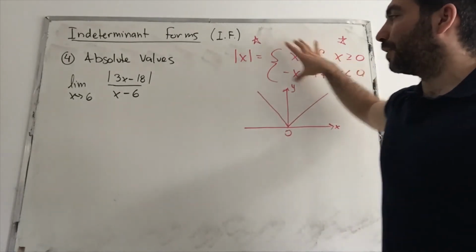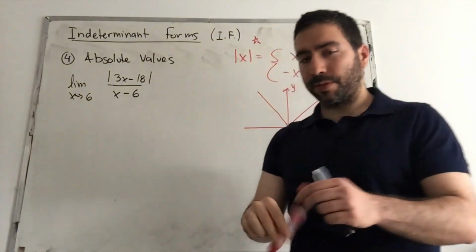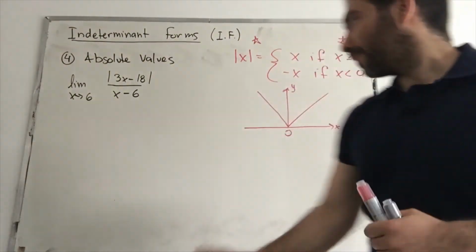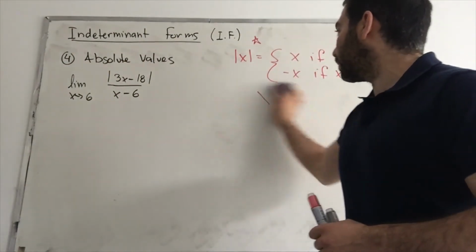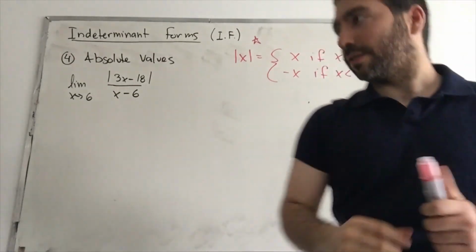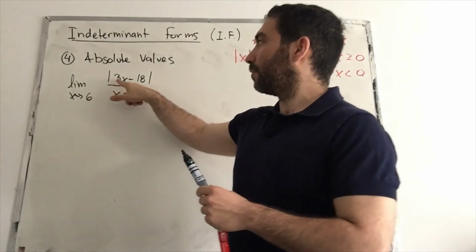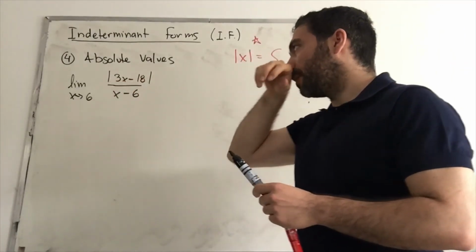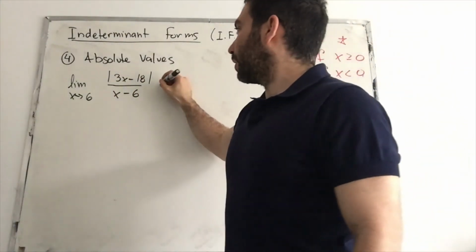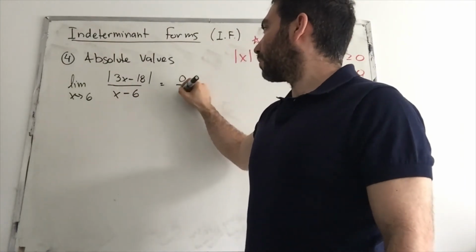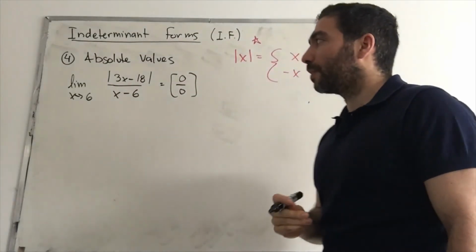So using this definition here, how do we apply it into the limit? First things first, we always direct substitute to see, hopefully we don't get 0 over 0 or an indeterminate form. But replacing 6 into the limit, we get 3 times 6 minus 18, 18 minus 18 on top, we get 0. And on top, 6 minus 6 is 0. So we still have the indeterminate form, that didn't help.